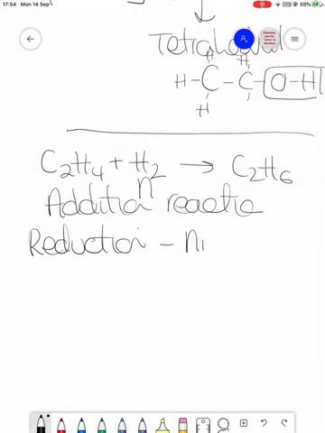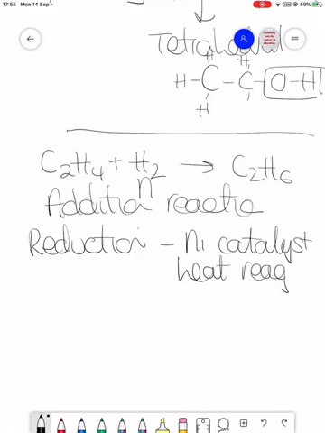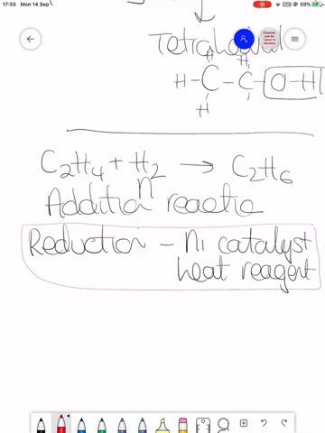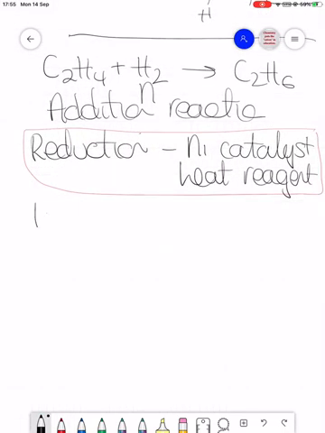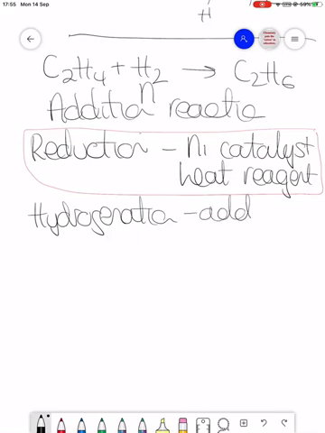So we will use a nickel catalyst and heat is going to be the reagent. So this is a piece of new learning and we are going to see a reduction again. This is a need to know for you. Because we're adding hydrogen, it can also be called a hydrogenation. So this is what they use to make margarine. It is a hydrogenation reaction because you're adding hydrogen.